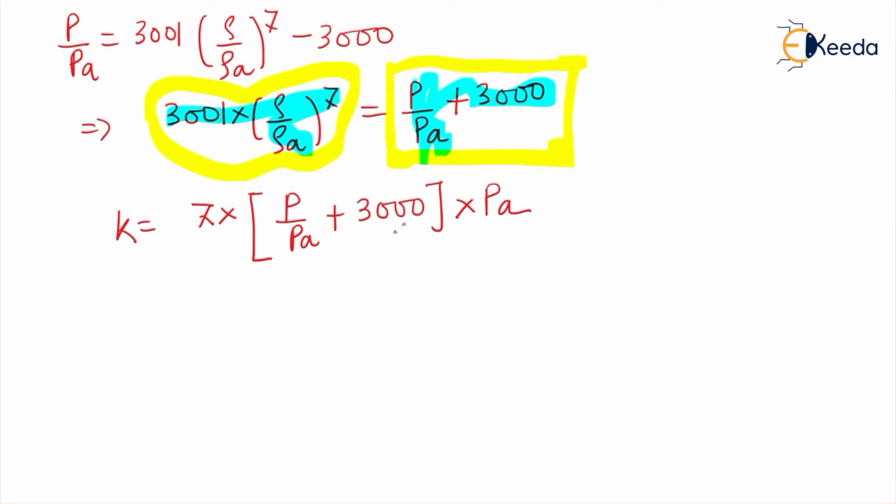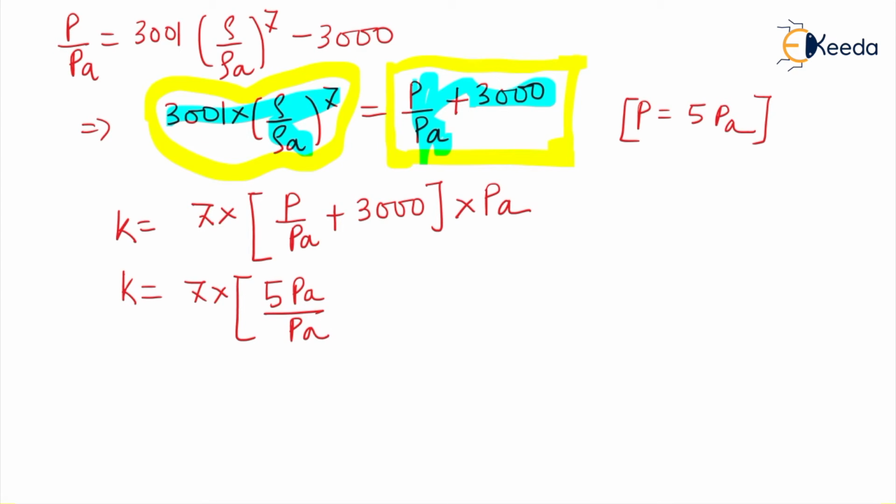So we will now put the value of P. P is equal to 5 Pa, because we were supposed to calculate at 5 atmospheric pressure. In that case the value of K will be 7 multiplied by 5 Pa upon Pa, which eventually gets cancelled out. We will be left with 5 plus 3000 into Pa. Now what is the Pa value? Pa value is 101.325 kilopascal.